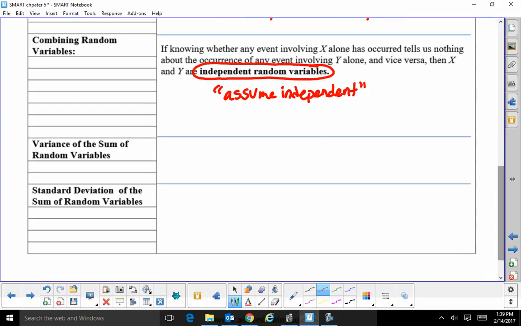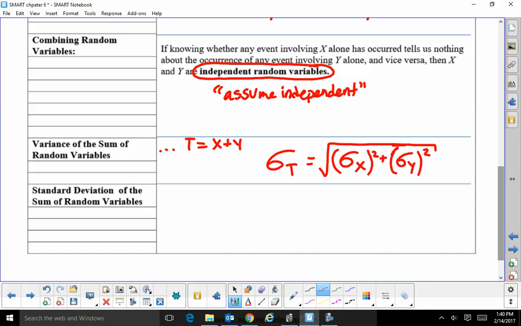So again now, if I'm talking about the variance of the sum of random variables, so the whole t, again, is that x plus y, okay? The sigma sub t is a little bit more complicated. Okay. So the sigma sub t, you're going to have to take the square root of the sigma sub x squared plus the sigma sub y squared. Okay, so highlight these two formulas so far. Get these two formulas highlighted.